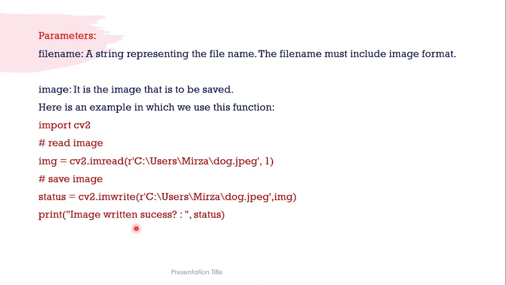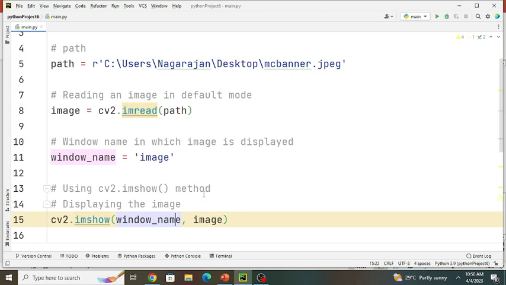It is a simple program on how to view an image. There is already an image saved in the system. How to view it with the help of this? We write the code: import cv2, then set a path r'C:', then Users, the desktop, mcbanner.jpeg. Then I want to read the image, so I write image = cv2.imread(path). Then I write a window name, 'image'. Then I write cv2.imshow(window_name, image) and cv2.waitKey(0), because the user has to press a key and wait for some seconds. To close all windows, we can give cv2.destroyAllWindows().